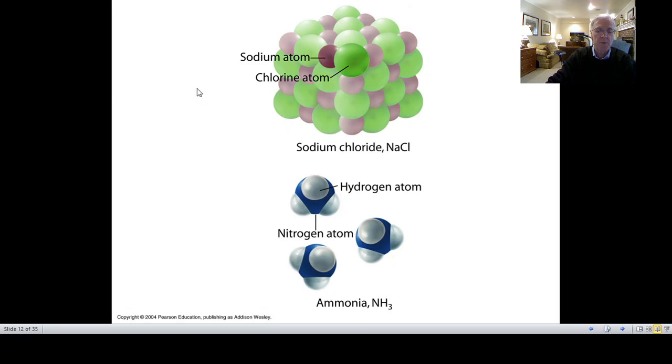Sometimes in textbooks we see these representations of what we think atoms might look like when they combine to form compounds. These are just artists' representations of what they think it might look like. Sodium atoms and chlorine atoms here in this crystal lattice. And here we have hydrogen atoms, the white balls, and the nitrogen atoms, the blue balls, combined to make the ammonia molecule.